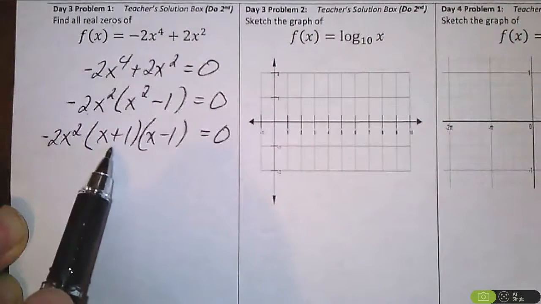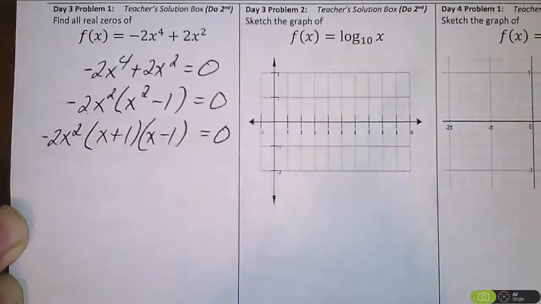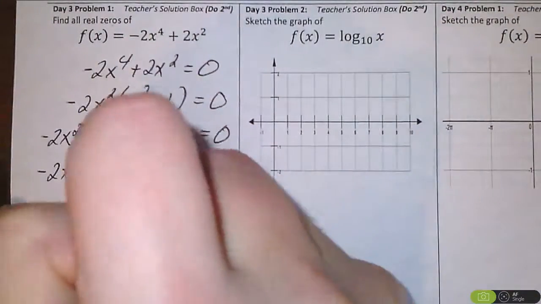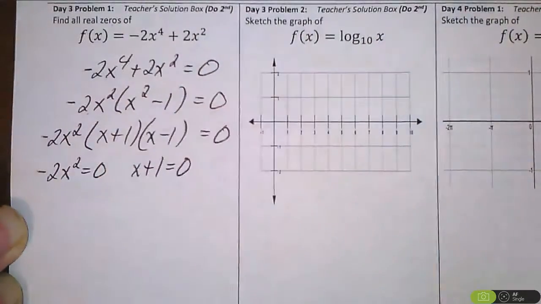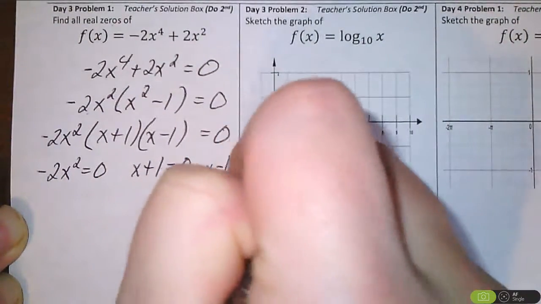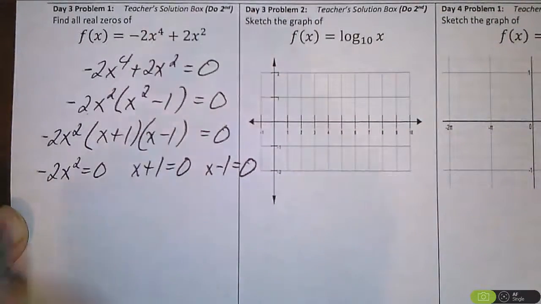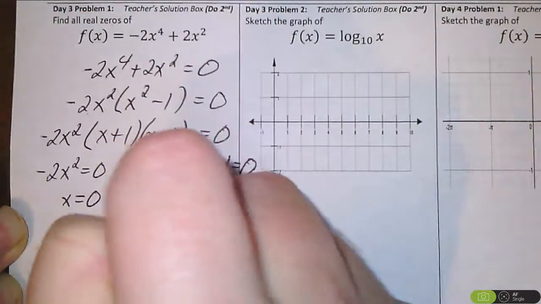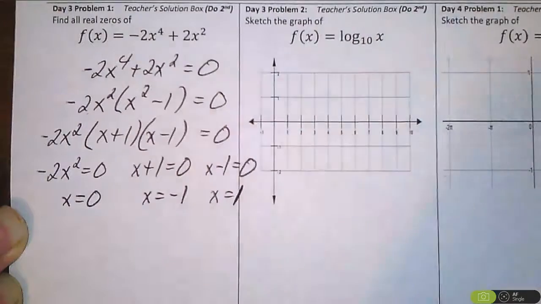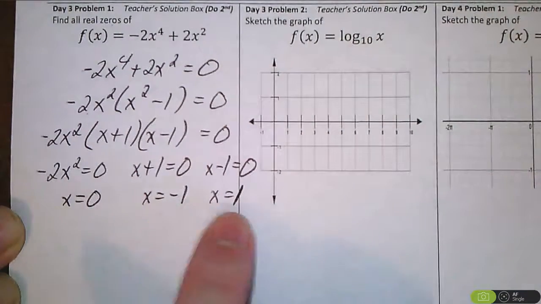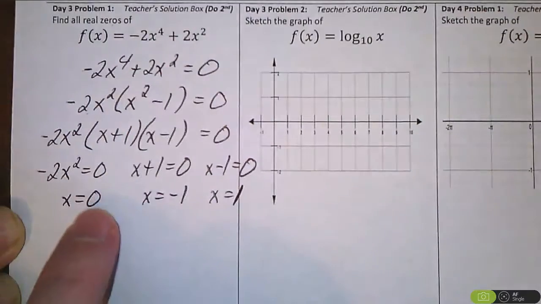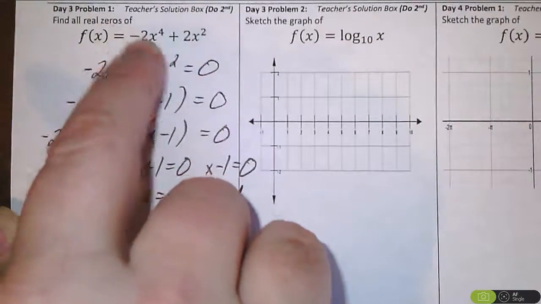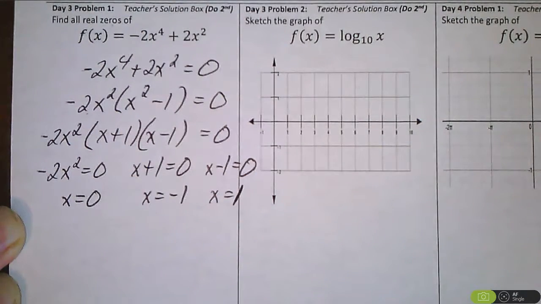Now let's take each of the 3 factors that we've created and set them equal to 0 so we can solve. We have negative 2x squared equals 0, x plus 1 equals 0, and x minus 1 equals 0. Solve each of these. This first answer turns out to be x equals 0. This one here is x equals negative 1, and this one here is x equals positive 1. Here are our 3 zeros of the original function. Substituting any one of those numbers in place of x will make that polynomial turn out to be 0.